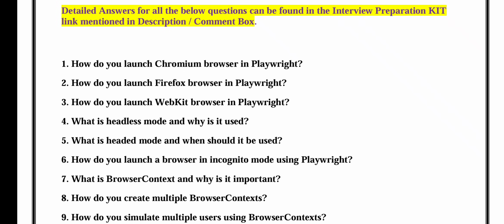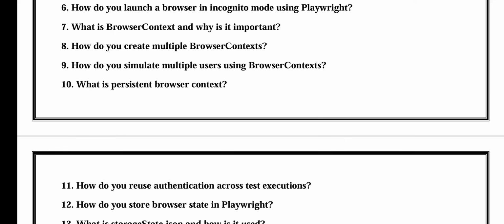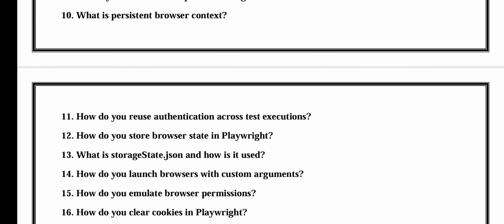What is browser context and why is it important? How do you create multiple browser contexts? How do you simulate multiple users using browser contexts? What is persistent browser context? How do you reuse authentication across test executions? How do you store browser state in Playwright? What is storageState.json and how is it used?